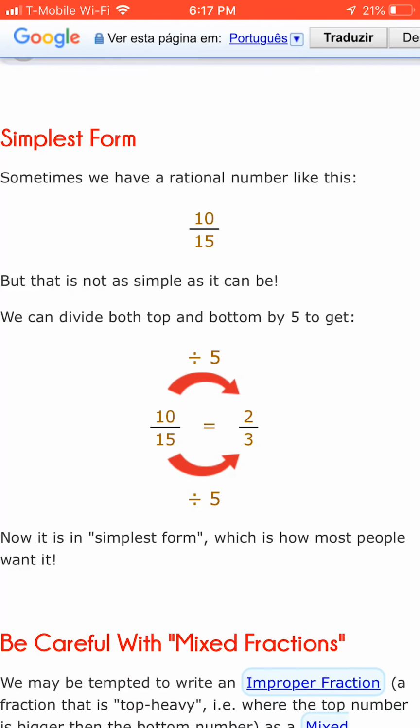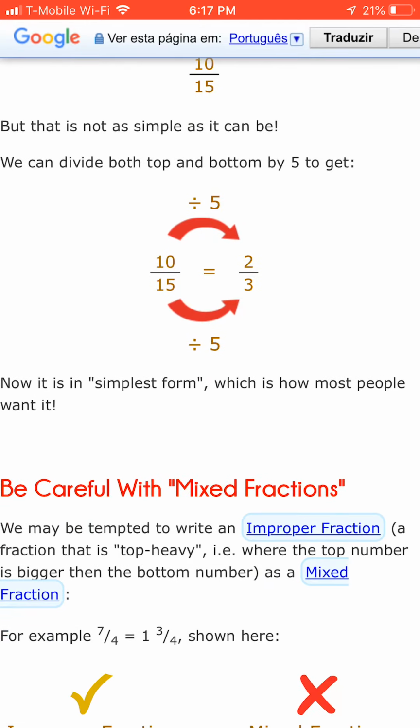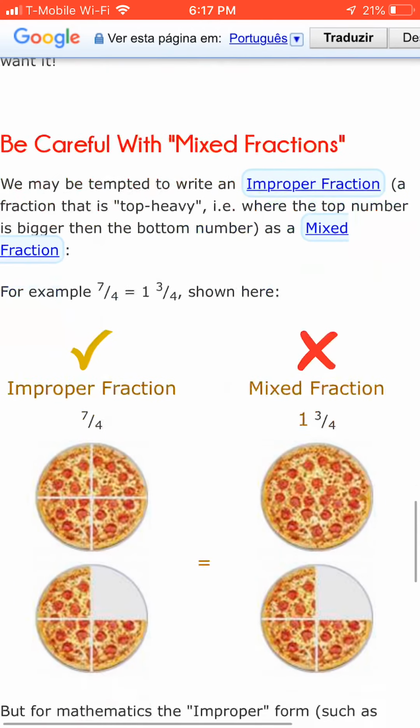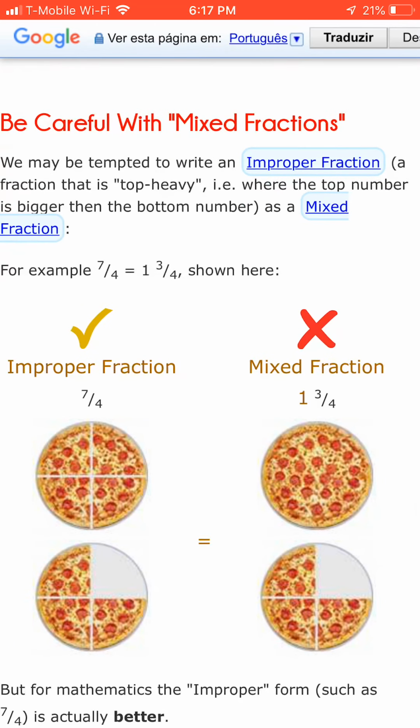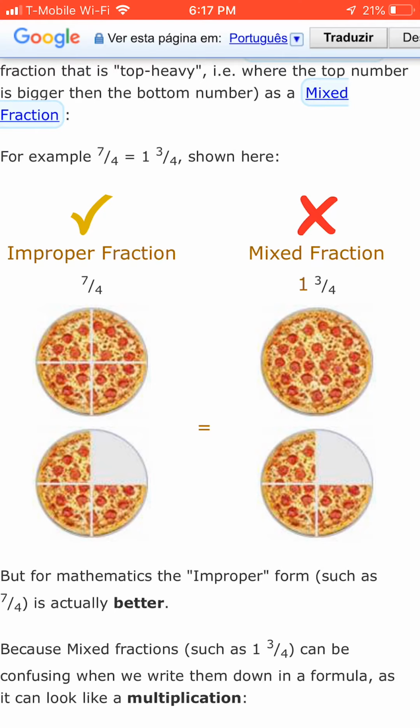Be careful with mixed fractions. You may be tempted to write an improper fraction, a fraction that's top heavy, where the top number is bigger than the bottom number, as a mixed fraction. For example, 7/4 and 1 3/4, shown here. Improper fraction, mixed fraction. Now look at the pictures: improper fractions get a check in yellow, and mixed fractions get an X in red. For many uses the improper form, such as 7/4, is actually better, because mixed fractions such as 1 3/4 can be confusing when you're writing them down in a formula, as it can look like a multiplication.